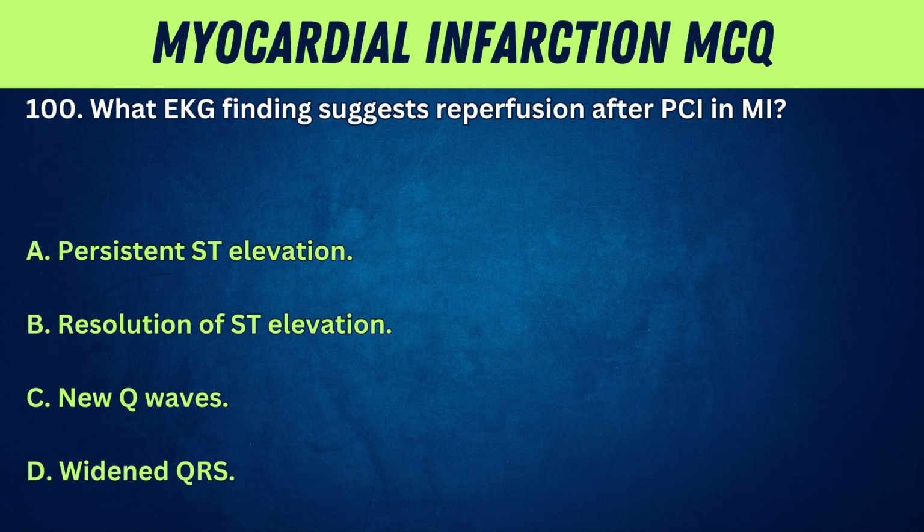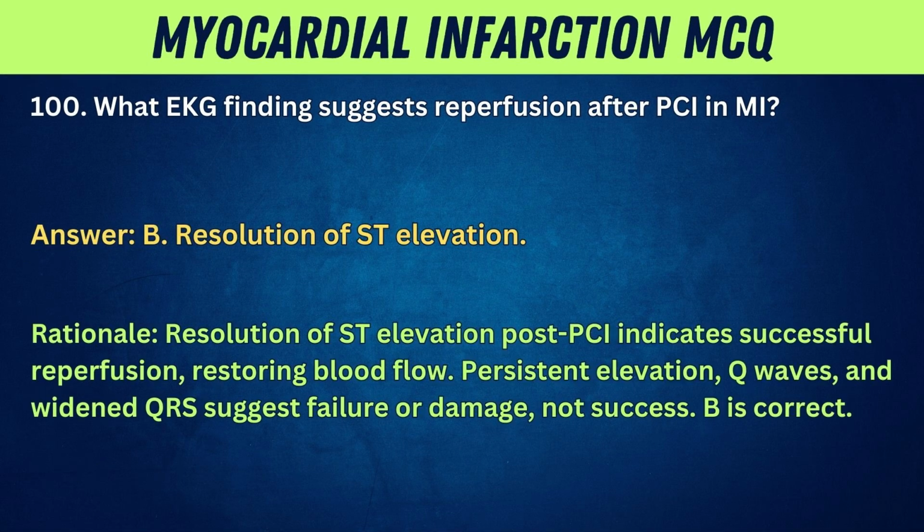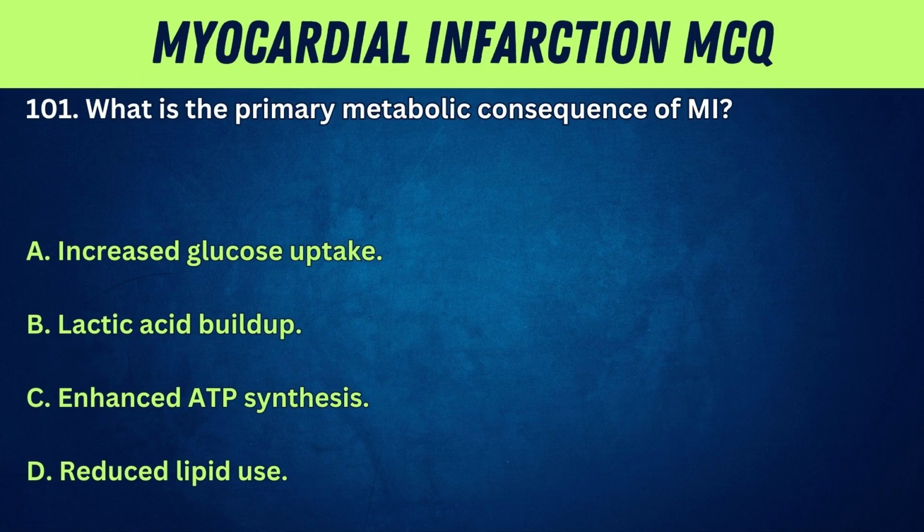100. What EKG finding suggests reperfusion after PCI and MI? A. Persistent ST elevation. B. Resolution of ST elevation. C. New Q waves. D. Widened QRS. Answer: B. Resolution of ST elevation. Rationale: resolution of ST elevation post-PCI indicates successful reperfusion, restoring blood flow. Persistent elevation, Q waves, and widened QRS suggest failure or damage, not success. B is correct.